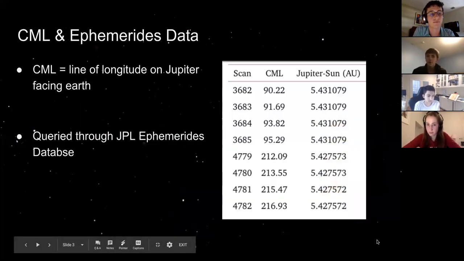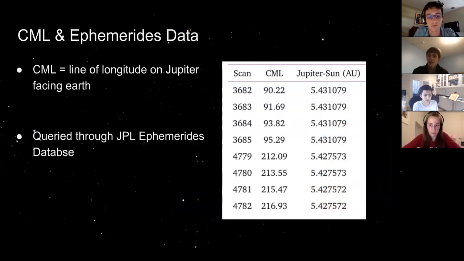We had two data sources. One was from a private JPL contact that gave us peak temperatures at different dates for Jupiter, and the other was through a public Horizons JPL ephemerides database that gave us the central meridian longitude, the longitude of Jupiter that was facing Earth at that time, and the distance. And combining these over the date is what we use for our research.